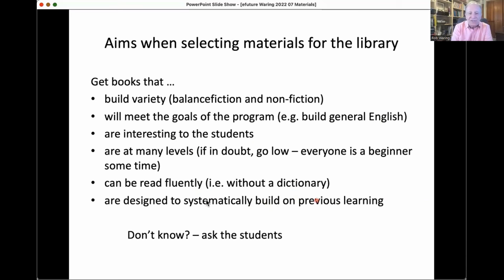And make sure the books are designed to systematically build on previous knowledge. And if you don't know, honestly, ask the students. They will surprise you with the types of books and things that they want to read. We can't sometimes guess.